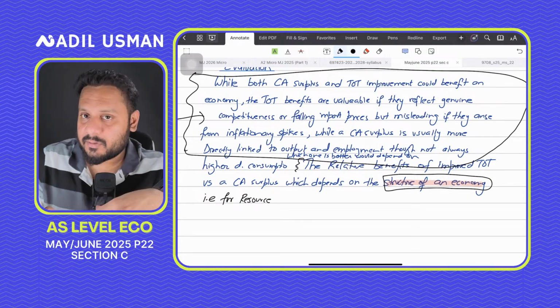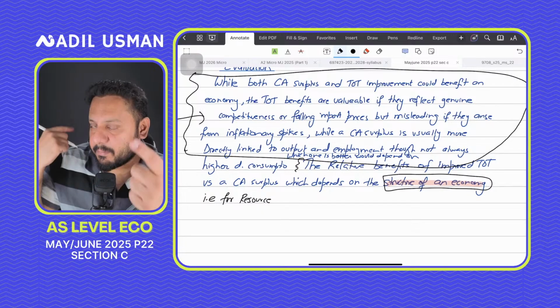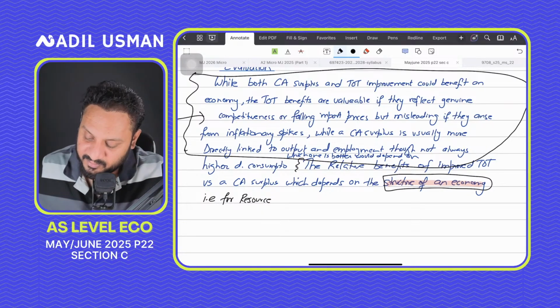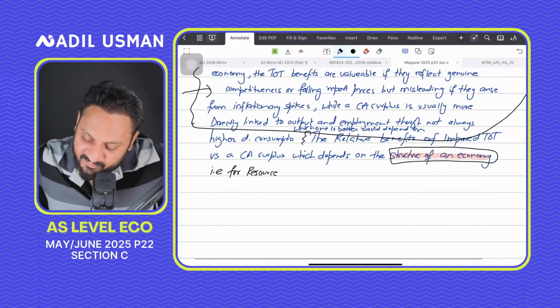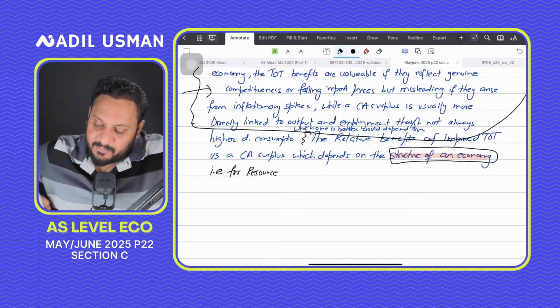And the reason I wrote this is because I just wanted my mind to start clicking and thinking along those lines, right? So the relative benefit of the independent terms of trade versus the current account surplus depends on the structure of the economy.